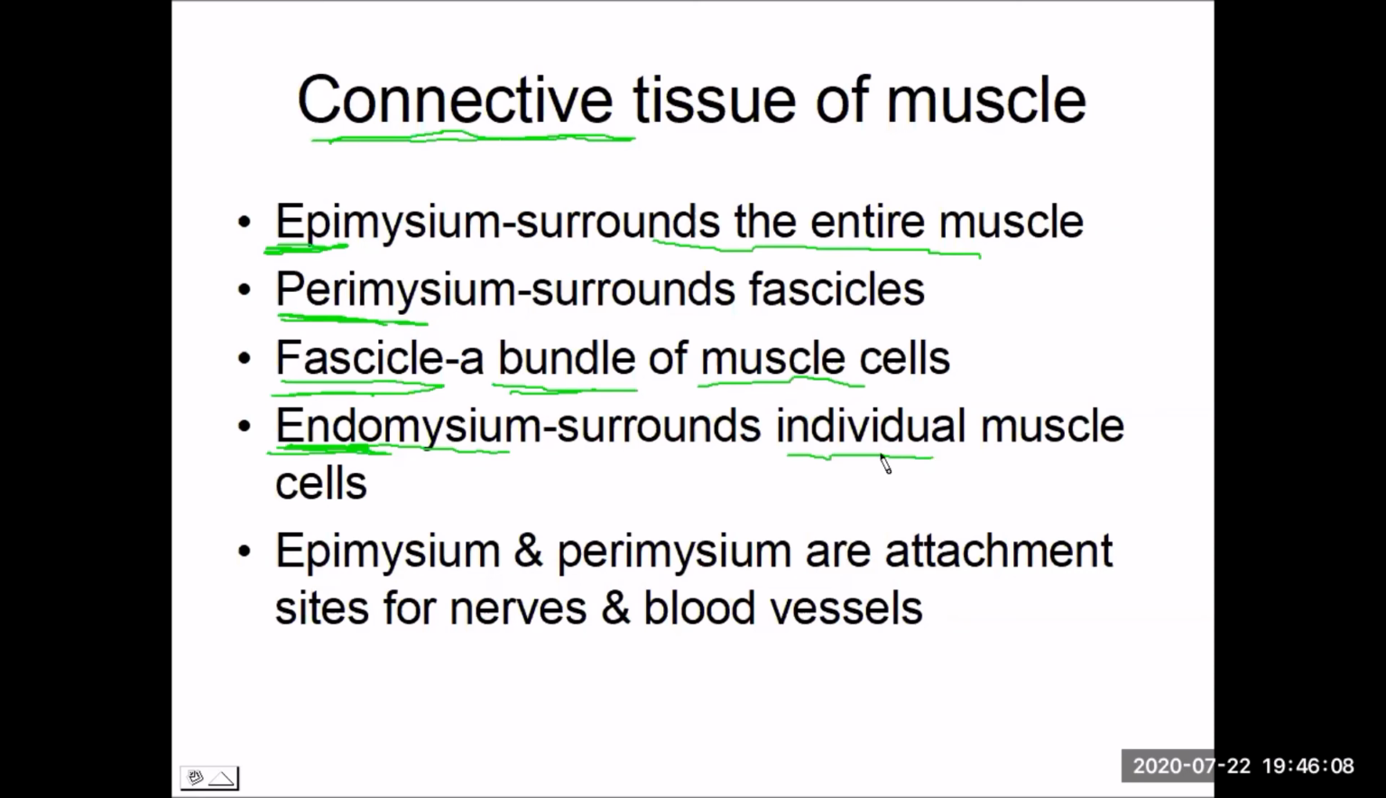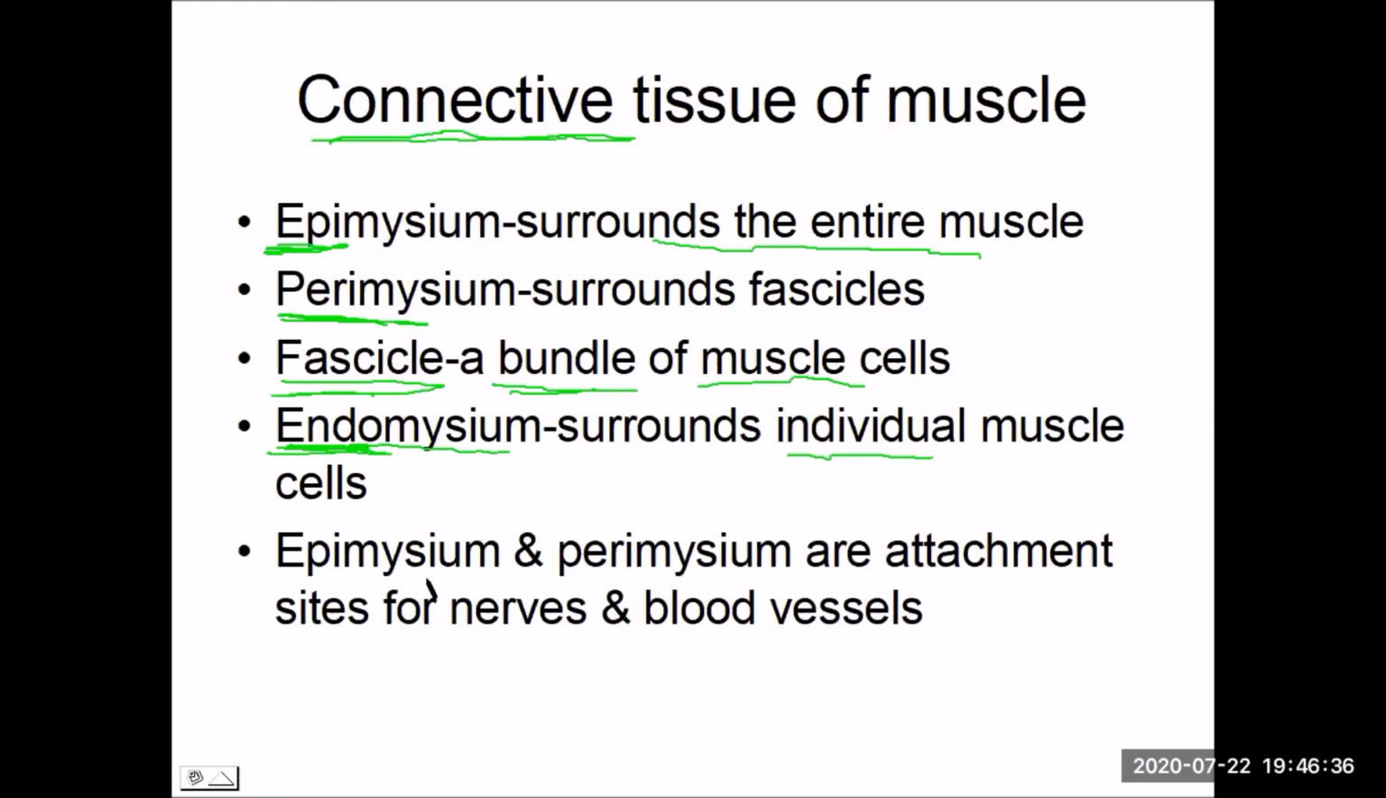So if we work backwards, you have one cell wrapped in endomysium. They're all bundled together into a fascicle. That one fascicle supported by the perimysium. And then multiple fascicles bundled together. And the entire muscle organ is supported by the epimysium. So there's a large amount of connective tissue within the muscle structure itself.